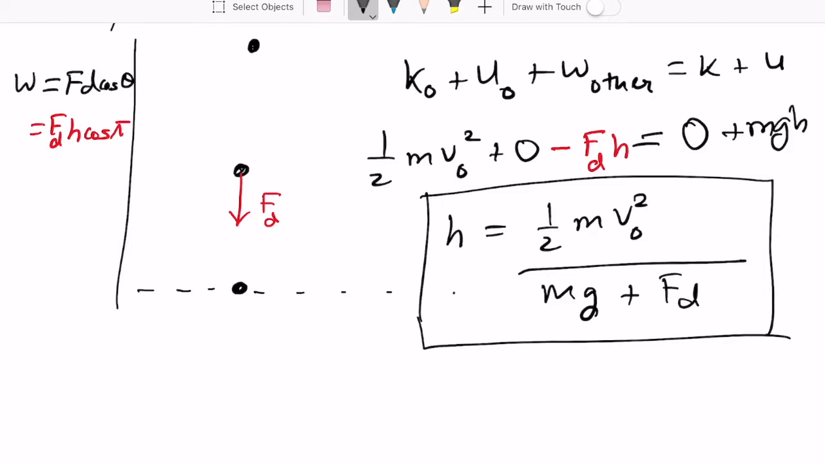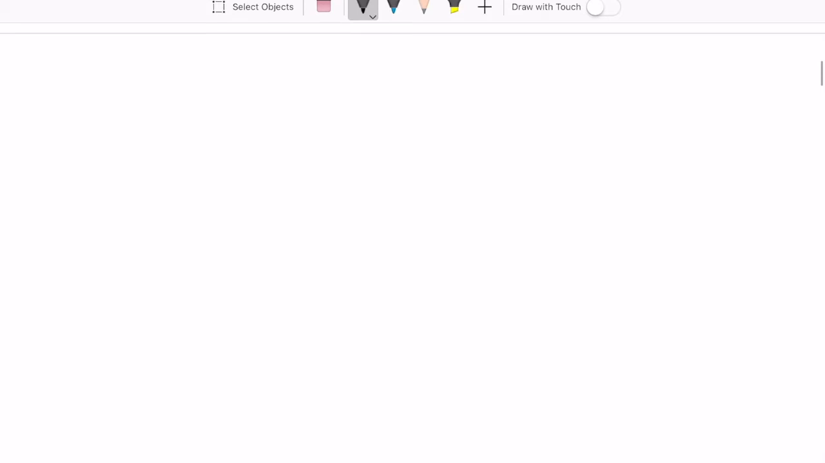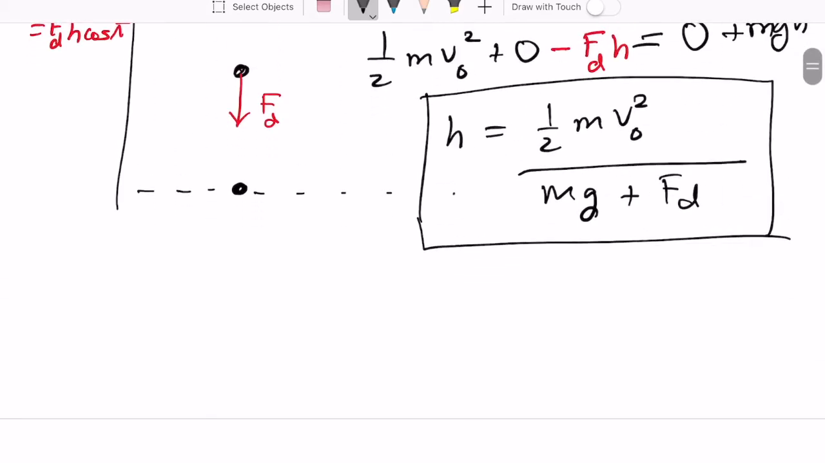All right. Okay, let's do the third part of this problem. In the third part, you are taking air resistance into account, and the ball starts from the highest point that it got to. If you plug in all the numbers, the answer from before is going to be 4.06 meters.